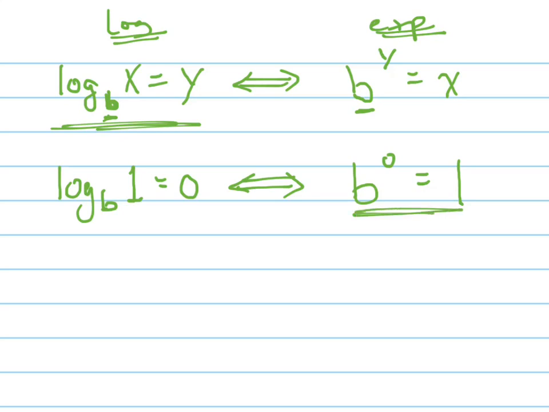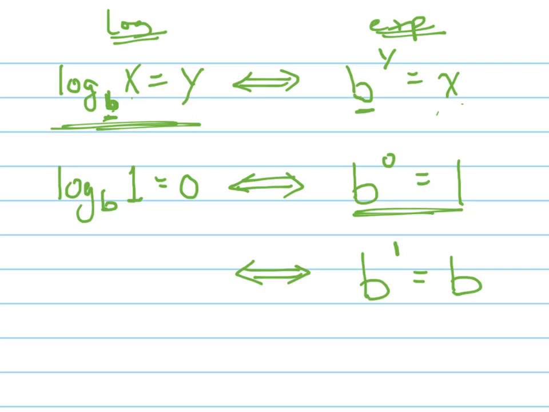Got it? What's another property? I'll write the property and you think of the exponential or the logarithmic property that it's related to. What's b to the 1 equal to? b. B to the 1 is equal to b. Anything to the first power is equal to itself. So tell me what the equivalent logarithmic property is.